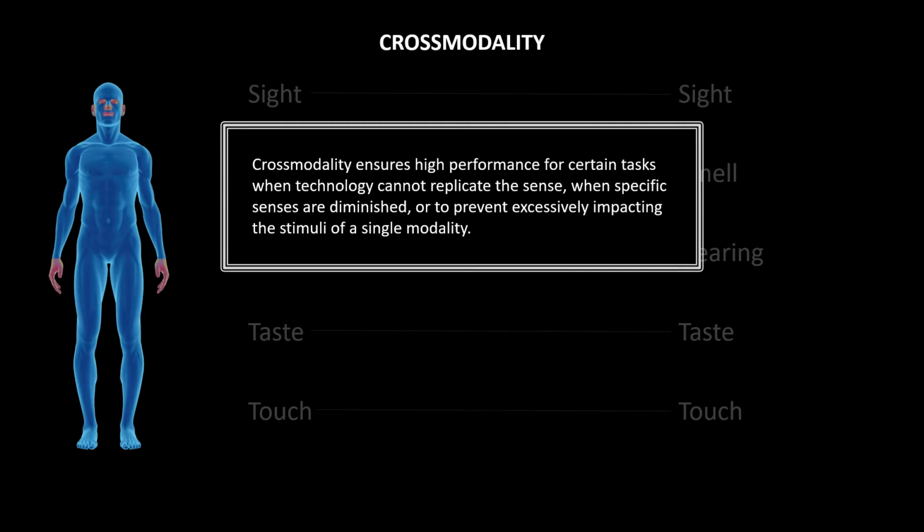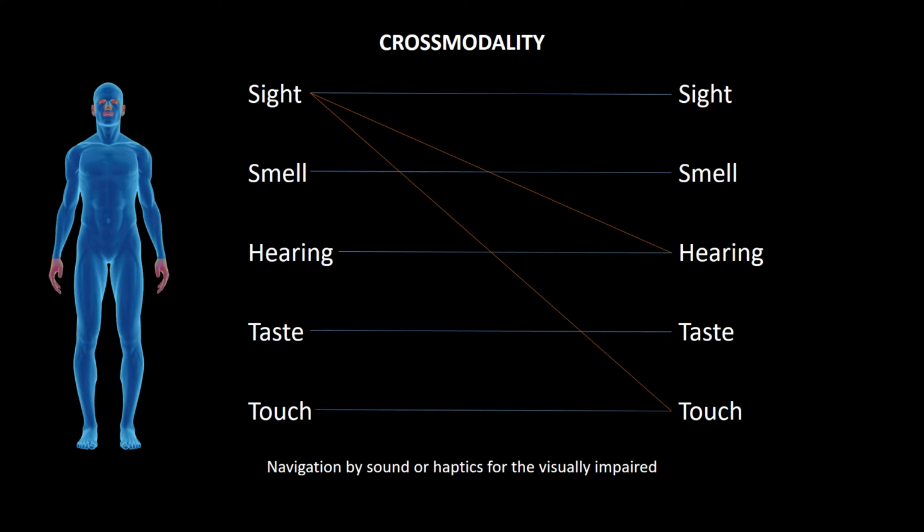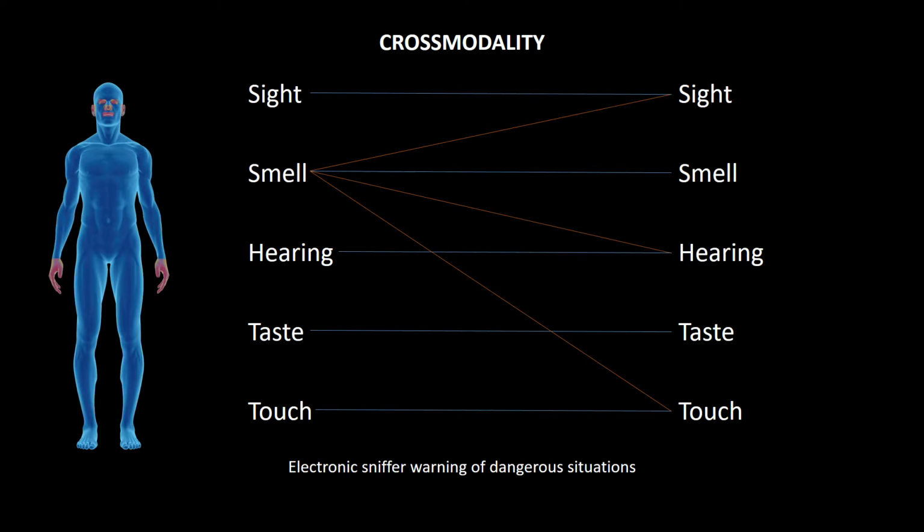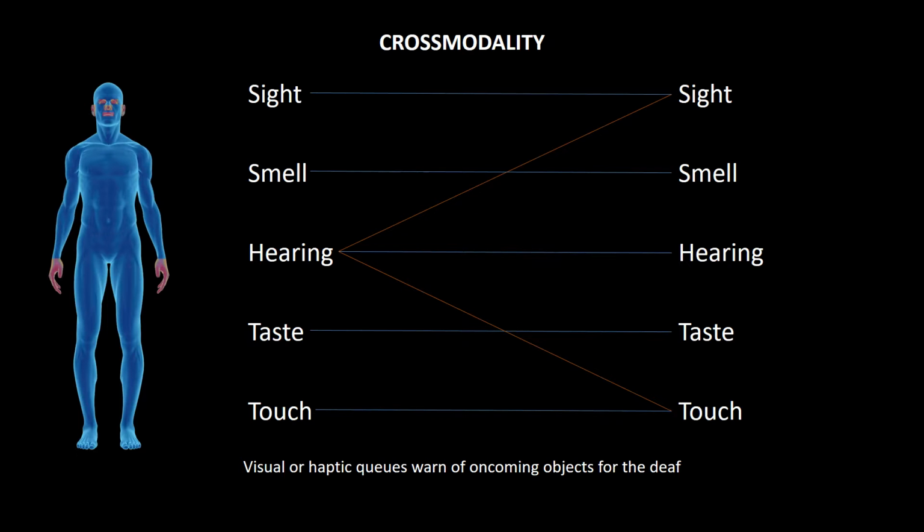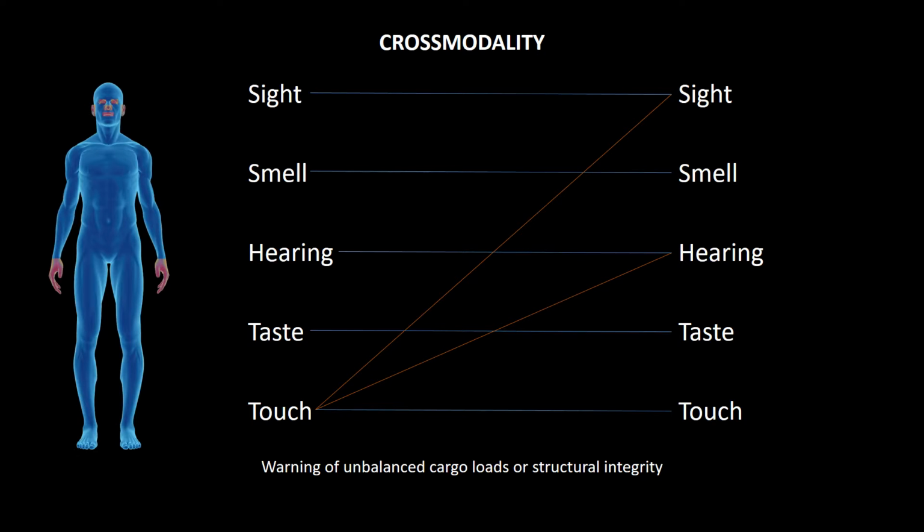The future will be filled with trial and error efforts to find the most efficient means of presenting data from any of the senses. Some examples include the use of hearing or touch to assist the visually impaired, the use of an electronic sniffer to identify dangerous situations, visual or haptic cues to assist the deaf, monitoring of cargo loads or structural integrity. Now let's explore commercial products.